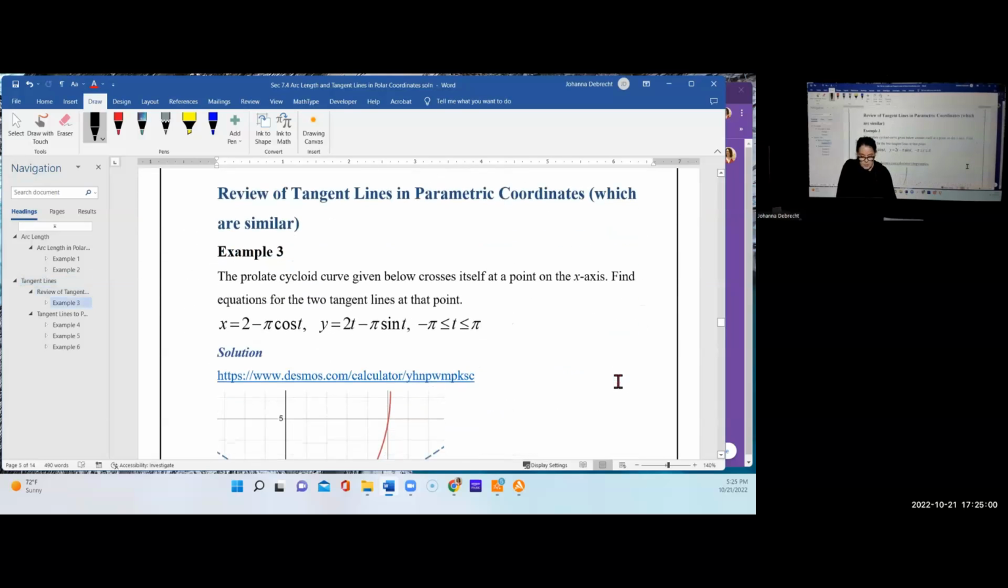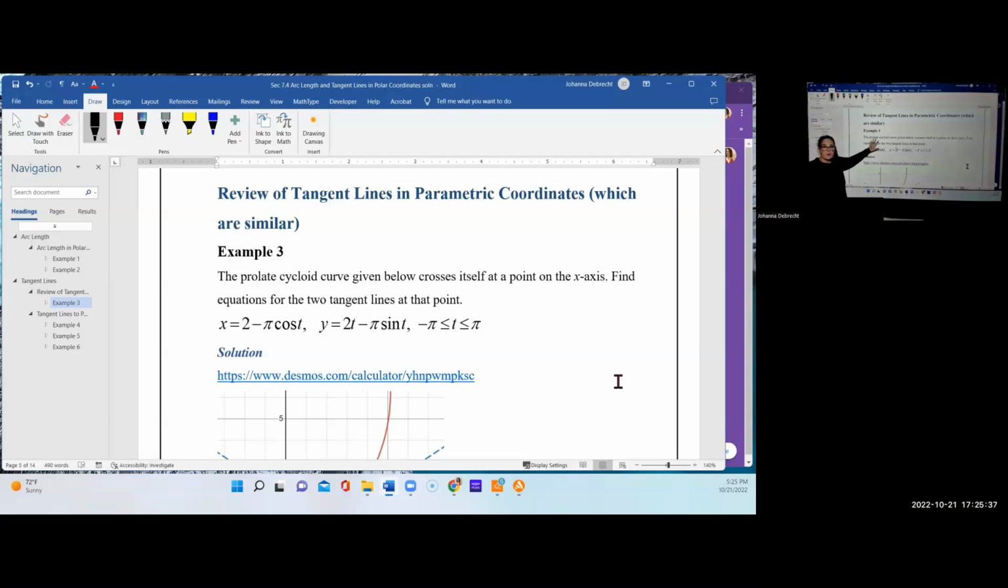All right. Before we get into actually computing a tangent line, I thought it would be good to go ahead and review finding the tangent line in a parametric equation, because it's similar to what we do with the polar equation. This is a particularly hard one, so I chose to start with this one. It's a good review of what we do with parametrics. We've got two equations, x equals 2 minus pi cosine of t, y equals 2t minus pi sine of t, and we're going from negative pi to pi.